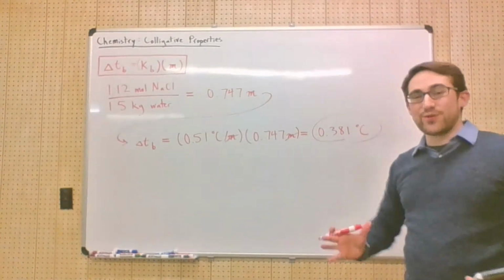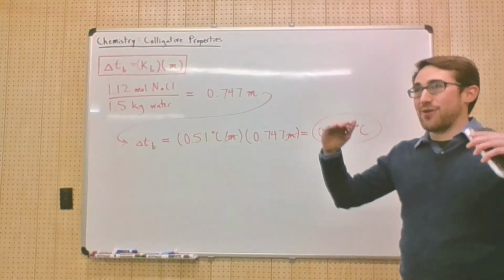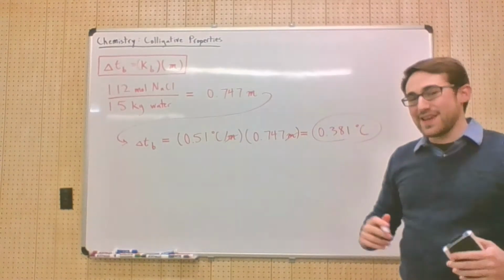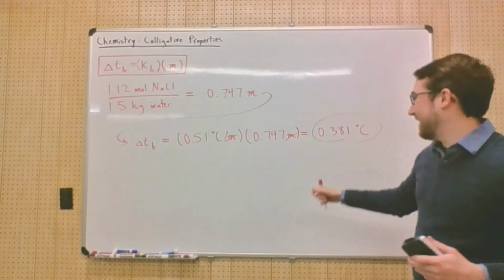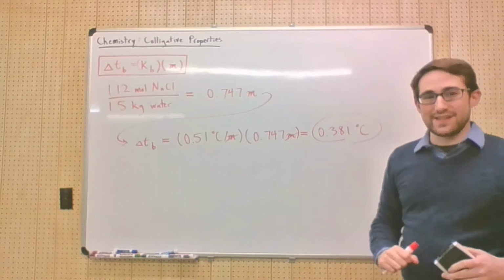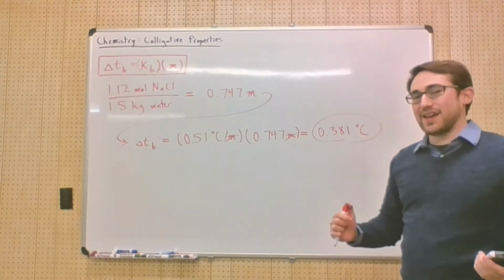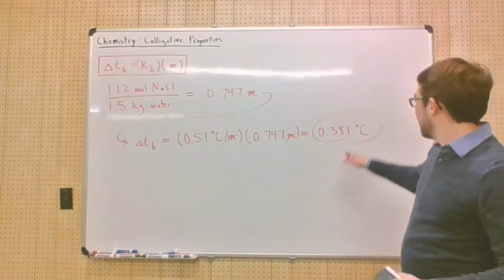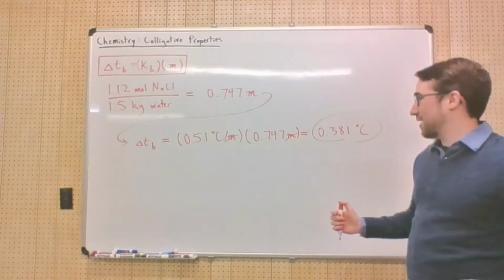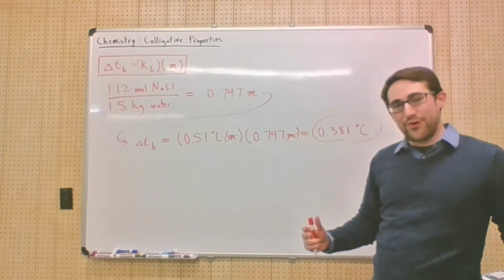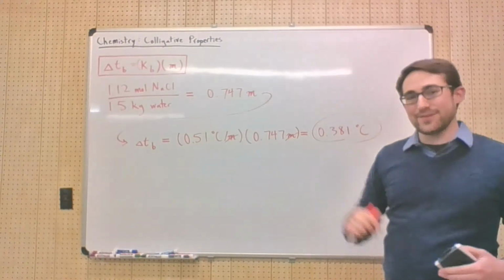Okay? Now, if you were doing a problem where you had to figure out what our new boiling point was going to be, you just take your old boiling point and add whatever this is. So for water, our boiling point in Celsius is 100 degrees Celsius. If it increased by 0.381, then our new boiling point would be 100.381.